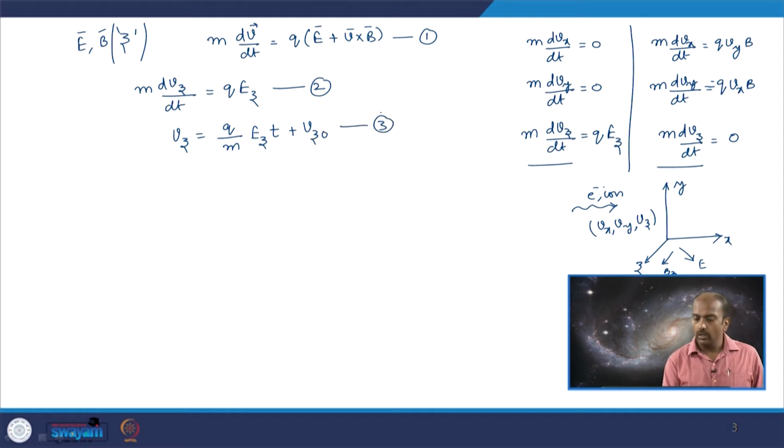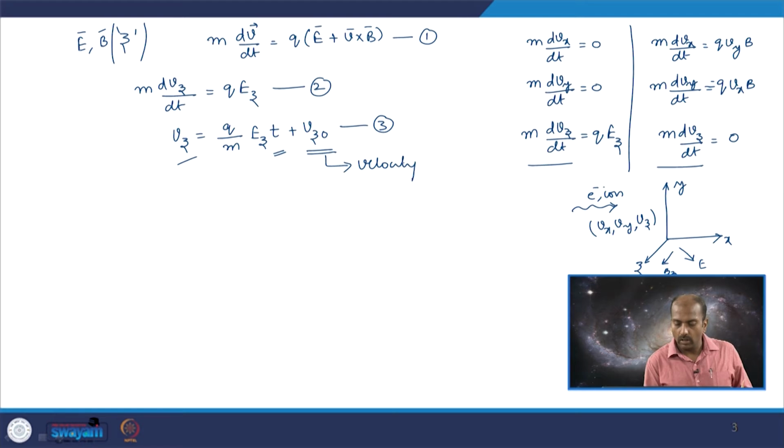So, here what we have got is the velocity as a function of time. What does it indicate? It indicates that Vz changes linearly with time, plus the initial value. So, this is the initial velocity, the velocity at t equals 0, right. Now, similarly we can write the other components of velocity.